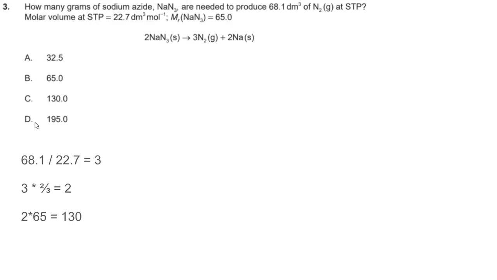How many grams of sodium azide are needed to produce 68.1 decimeters cubed of nitrogen? Let's start out with our 68.1 decimeters cubed of nitrogen, and let's convert that to moles. To do that, I'm going to divide by the molar volume at STP, which they gave me. So 68.1 divided by 22.7, it's about 3. Next, I can use the mole ratio to go from moles of this to moles of that. So divide by 3, multiply by 2, I get 2. Now I have 2 moles of this, and I need grams, so I'm going to just multiply by the molar mass. I get 130. See?